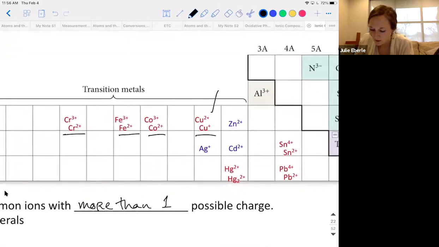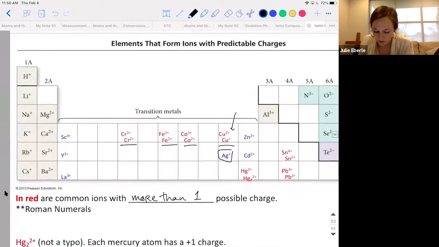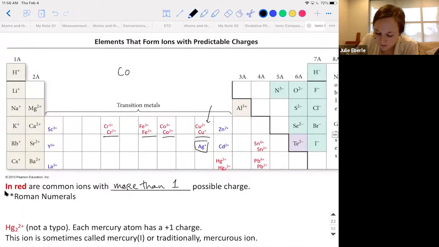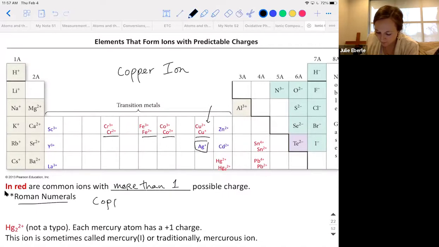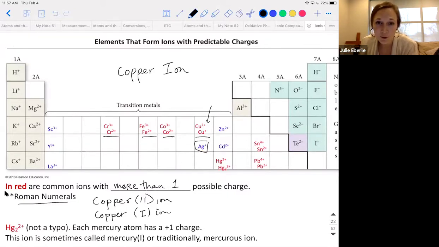Copper, Cu, can be a +2 or a +1. Other metals like silver, Ag, is just a +1. So here's the deal. If I just wrote the copper ion, copper is a transition metal that can be a +2 or a +1. If I just write the copper ion, how do you know which one I'm talking about? Do I mean copper +2, copper +1? We have to have a way of differentiating. And what we do is we use Roman numerals. So we would say the copper(II) ion, or we would say the copper(I) ion. So if you have a transition metal, like you see here on this slide, and this will tell you which ones can form more than one charge, you need to put Roman numerals when you name that ion.